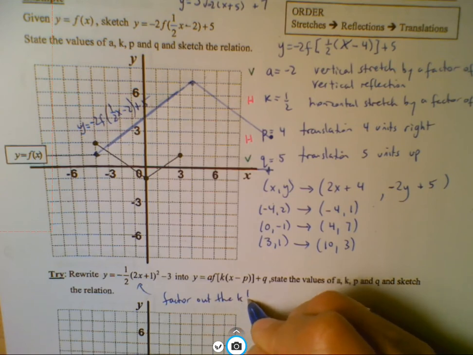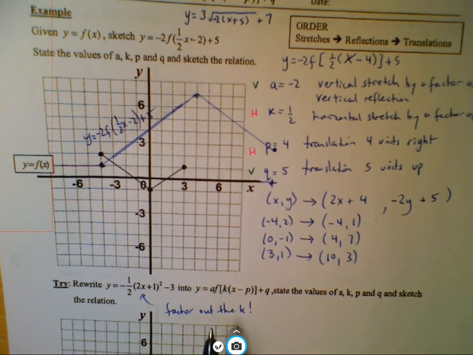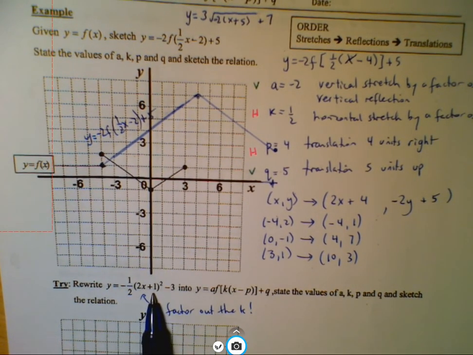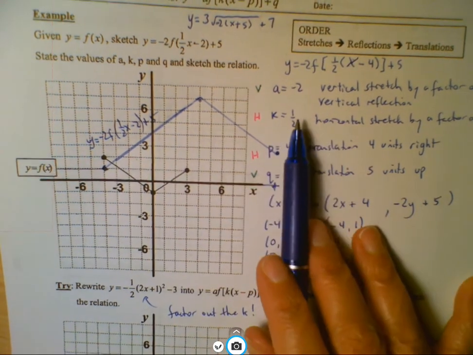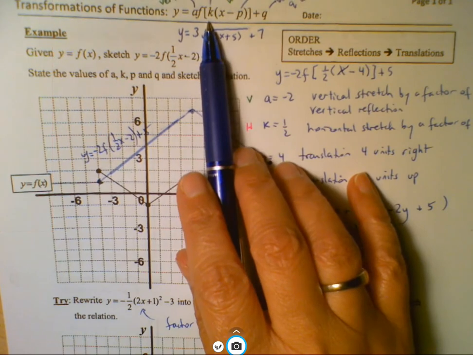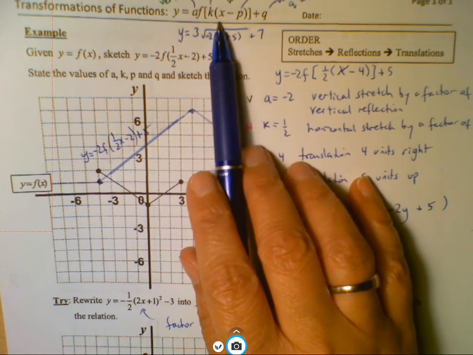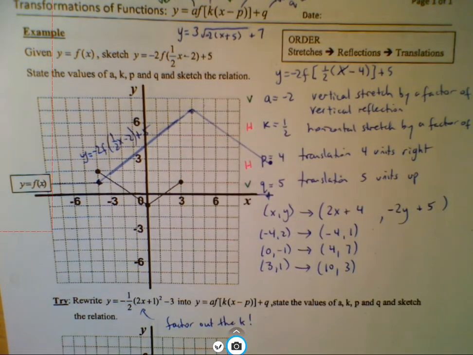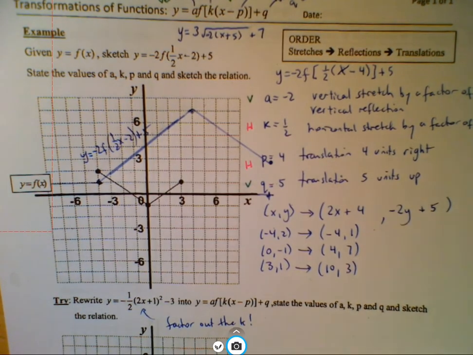If you don't factor out the k, then you'll think that the p is negative 1, but it's not, because to figure out your p, you must have k outside the bracket. So you must have k factored out. So you'll end up with the wrong p.